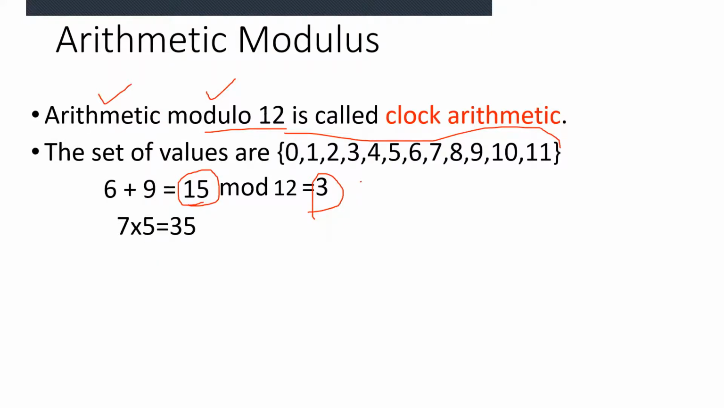Again, one more example: 7 fives are 35. After that, you find mod with 12. 35 mod 12, the remainder will be 11. If you have doubts, you can do it and check.